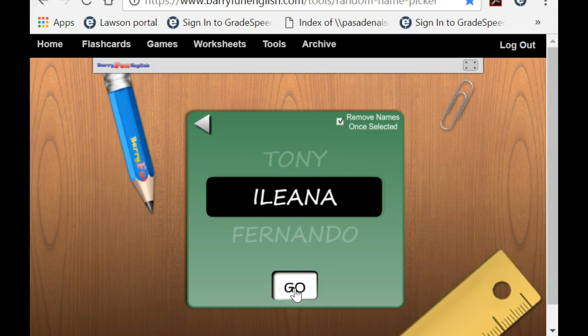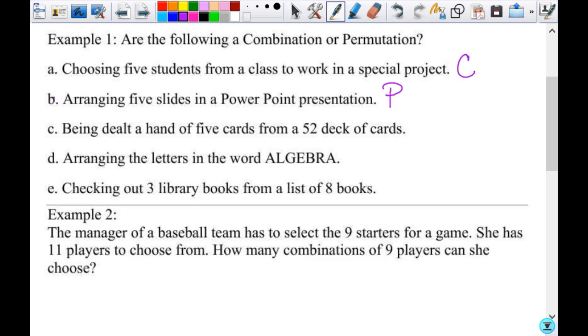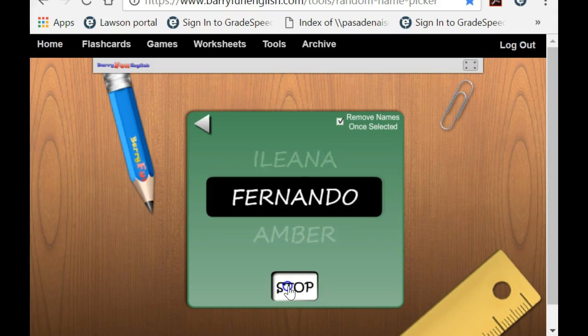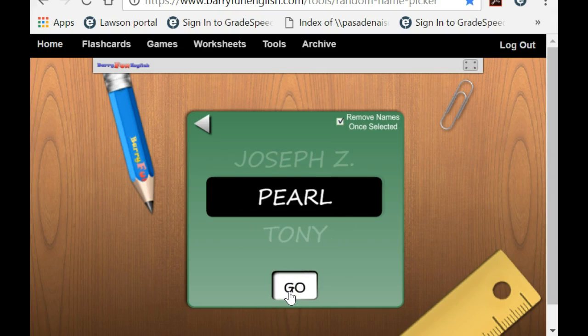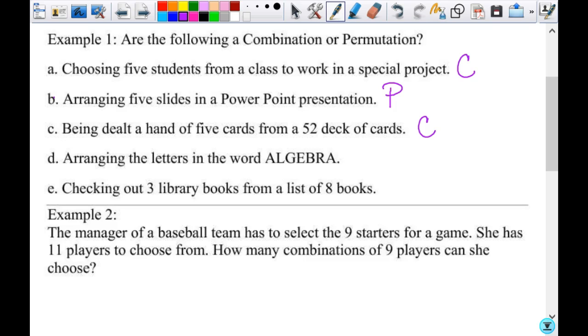All right. The next one. Ileana, being dealt a hand of 5 cards from a 52 deck of cards. Combination? You okay? Y'all agree with that? Yes. Okay. Because it's not in any specific order. All right. Arranging the letters in the word algebra. Pearl. Permutation. Y'all agree with that? Yes. Good. Because again, we're arranging them. We're not just picking letters from alphabet soup or something.